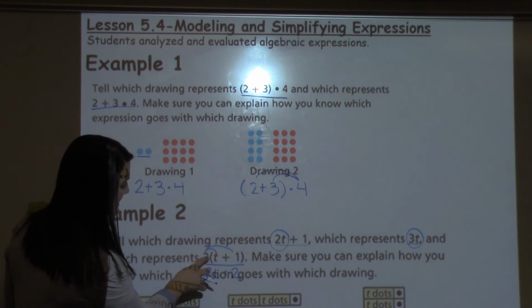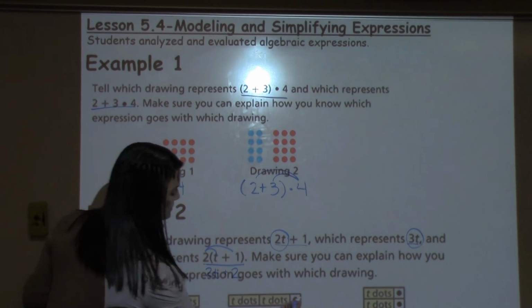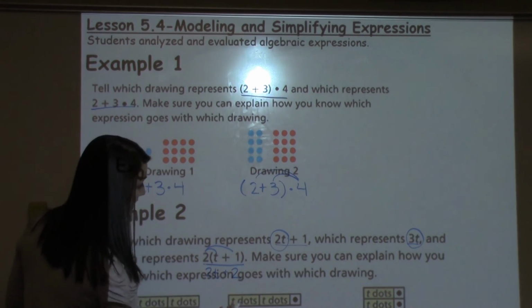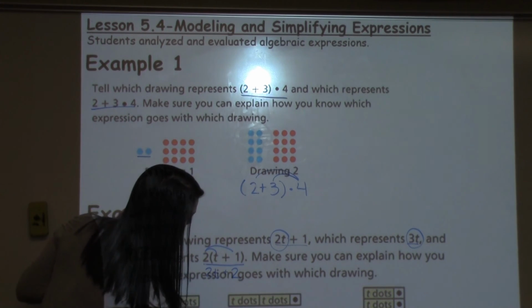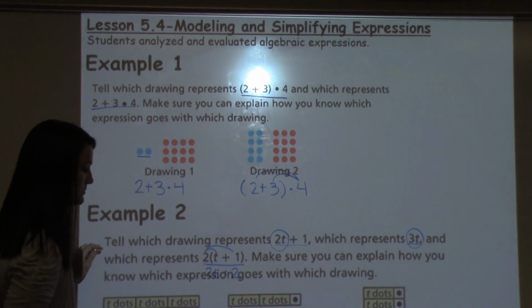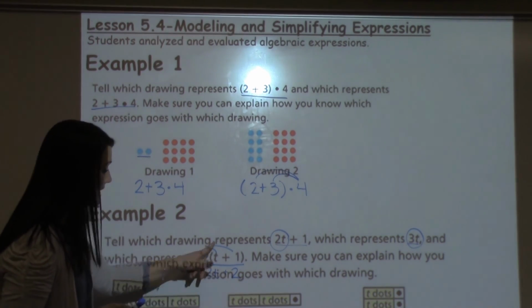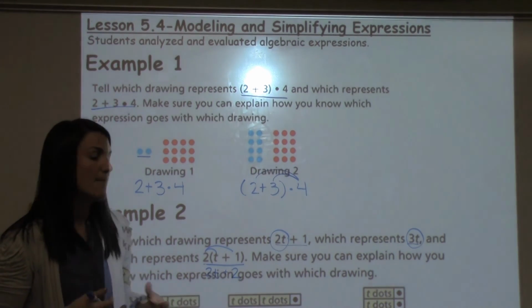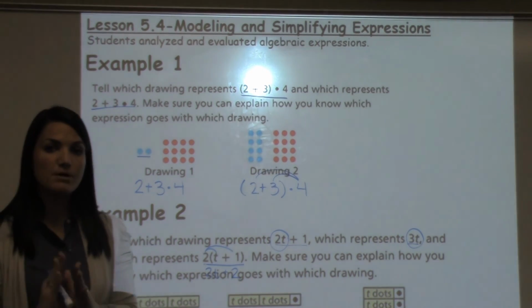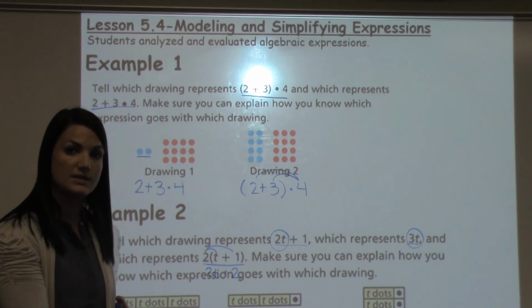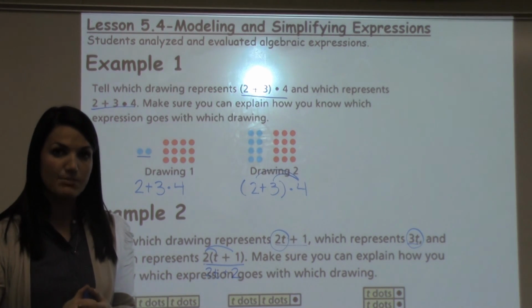Once I distribute this out, for me to see that 2t plus 2 should be this answer, or that drawing, excuse me, and 2t plus 1 should be this drawing. Now that might be hard for students to see if they do not remember to distribute that out and to visualize that a number next to a parentheses is always going to distribute itself to the numbers inside the parentheses.